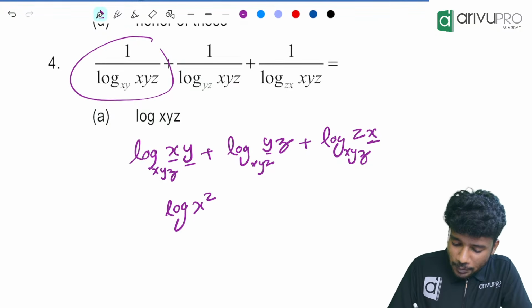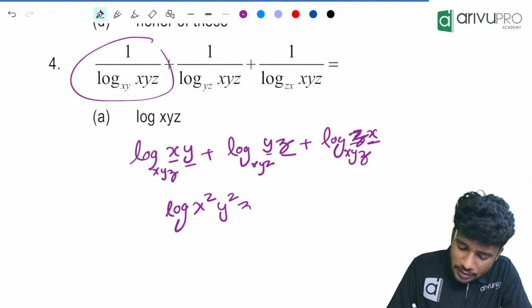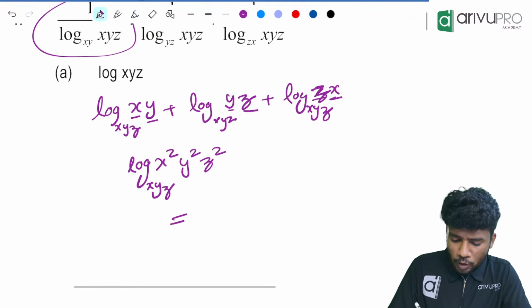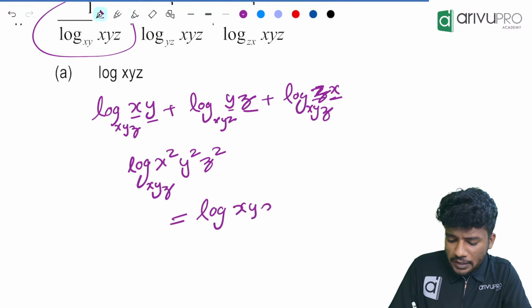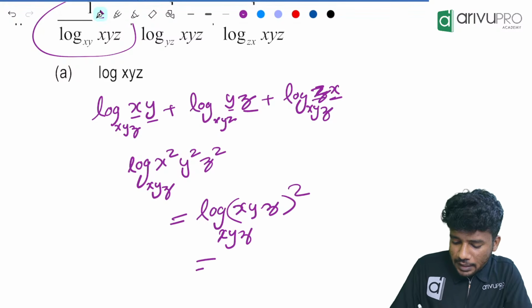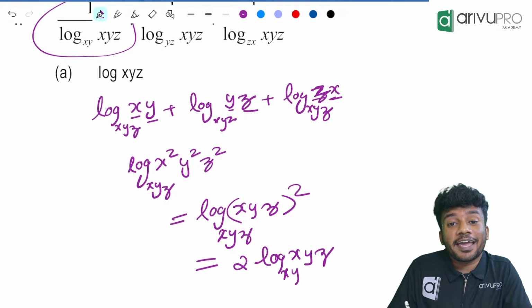Y into Y will become what? Y square. Z into Z will become what, people? Z square to the base x, y, z. This can be written as what, people? Log of x, y, z the whole square to the base x, y, z. That is nothing but 2 into log of x, y, z to the base x, y, z.